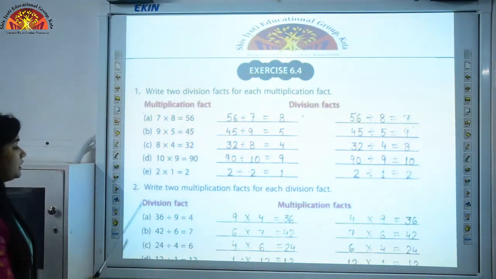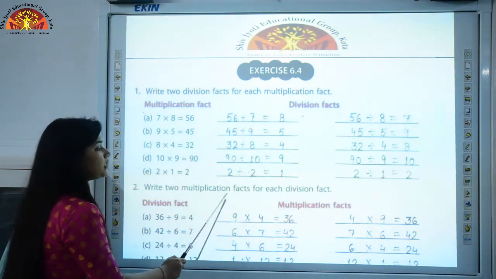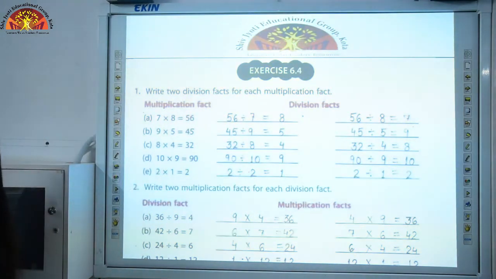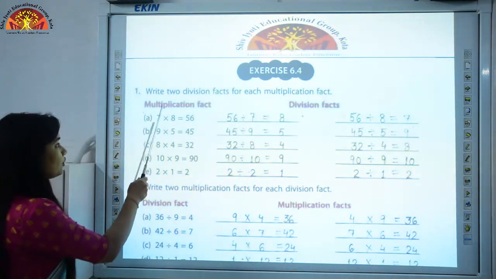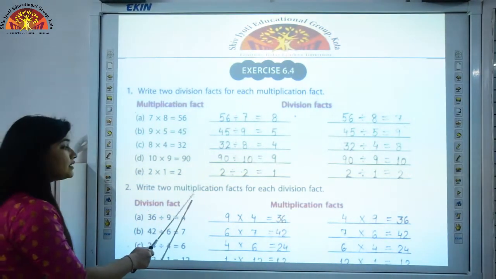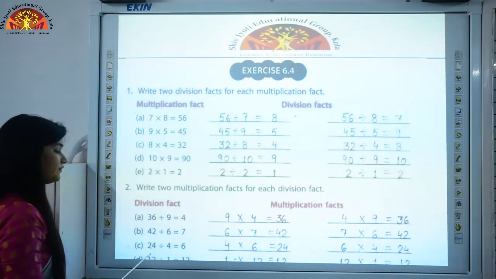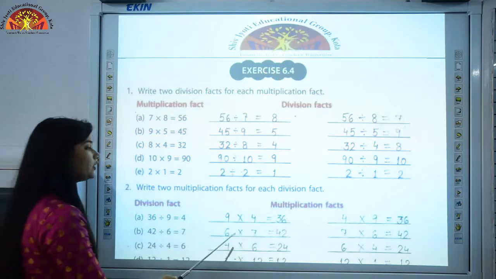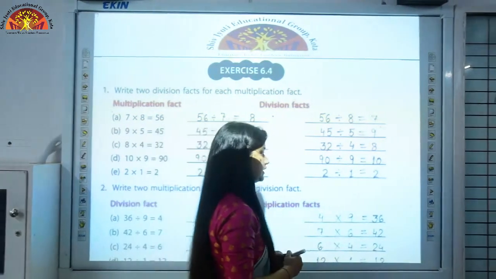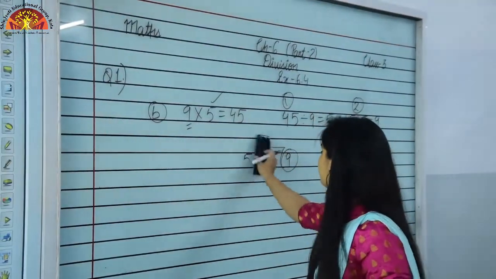Now we are taking question number 2 and question number 2 is write 2 multiplication facts for each division fact. In question number 1 we have seen 2 division facts for multiplication facts. Now in question number 2 we have to see two multiplication facts for each division fact. Now in this question we can see some division facts given and we have to find two multiplication facts. So we are taking A part students, and the A part is 36 divided by 9.